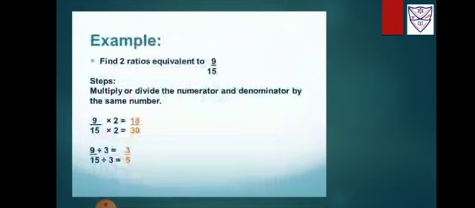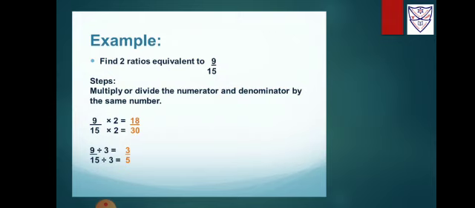Let's take another example of equivalent ratios. Find two ratios equivalent to 9 upon 15. So here we have to find two ratios that are equivalent to 9 upon 15. Multiply or divide the numerator and denominator by the same number. First, let us multiply numerator and denominator by 2. Students, you have to remember that whatever you multiply the numerator by, the same number should be multiplied with the denominator. 9 multiplied by 2 upon 15 multiplied by 2 equals 18 upon 30.